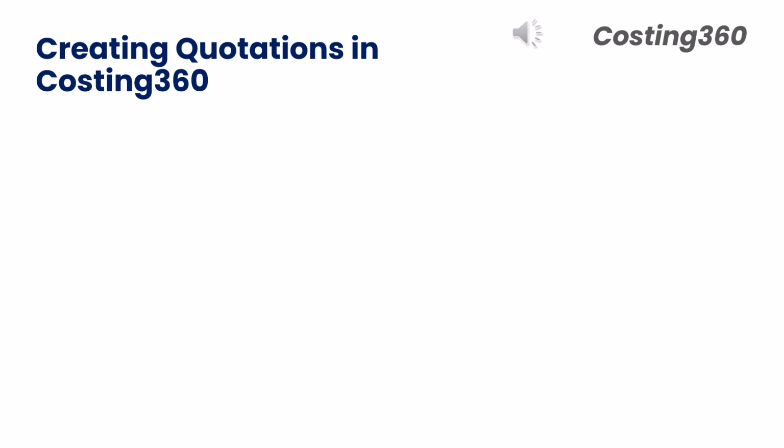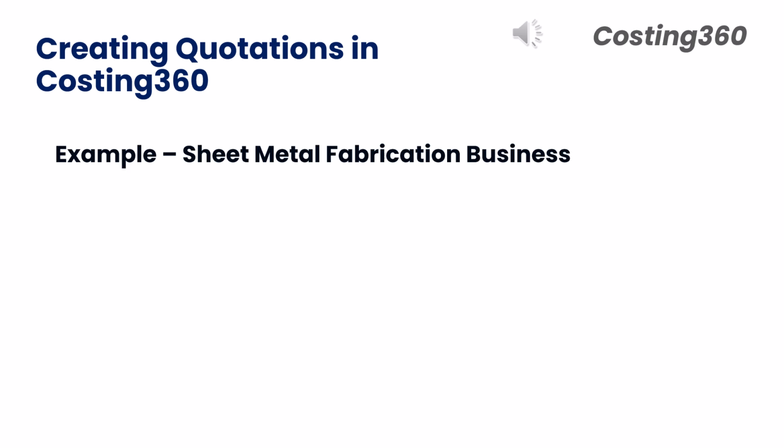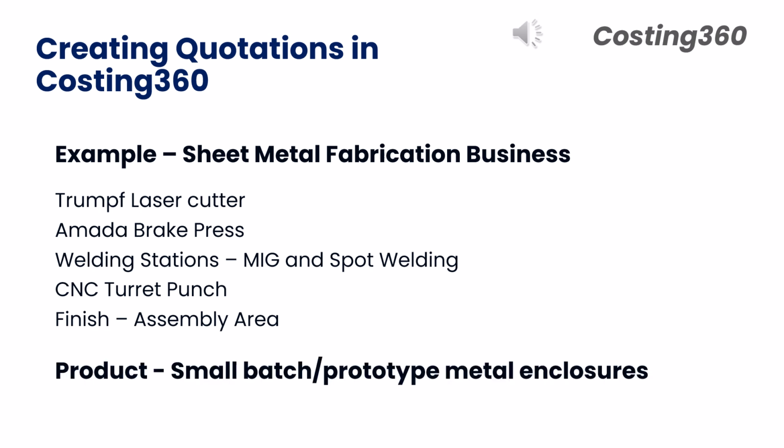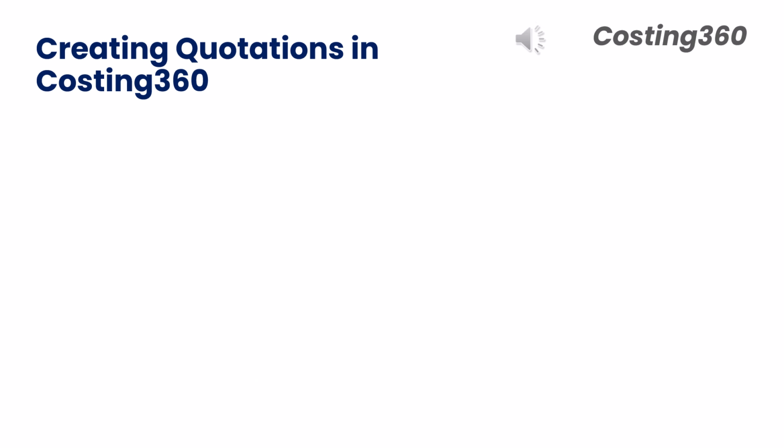For the purposes of this example, we are considering a small sheet metal fabrication business, consisting of a single workshop containing all the necessary machine tools and equipment. Their business is providing small batch and prototype metal enclosures. Let's look at this in more detail.